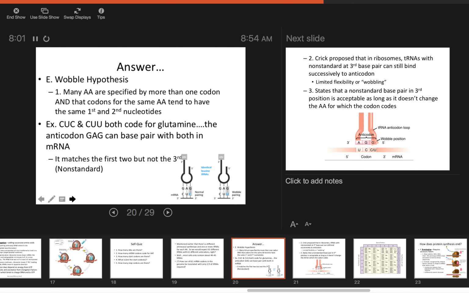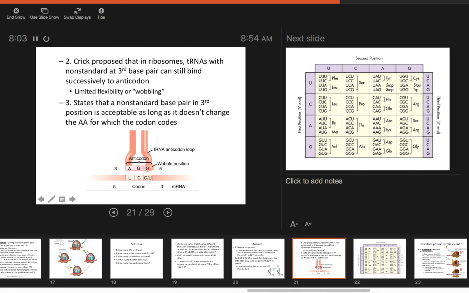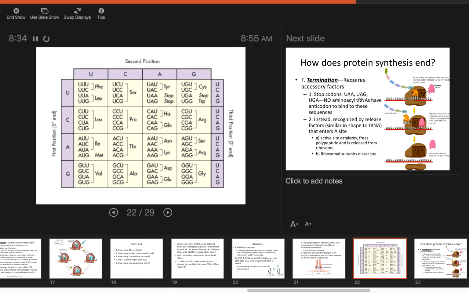Why did I go back? So Crick, who worked with Watson, proposed that in ribosomes, tRNAs with a non-standard third base pair can still bind successfully to the anticodon. So it's limited flexibility, because two out of the three have to be correct. And that's why you call it the Wobble hypothesis. So the non-standard base pair in the third position could be C, U, or C for this G. So that's the picture showing, again, GAU, GAC, aspartate.